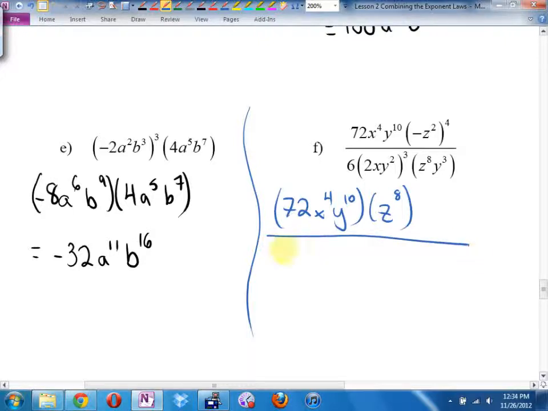On the bottom, there's a 6. And then 2 cubed. It's going to be an 8. X to the 3rd. Y to the 6th. Dunk.